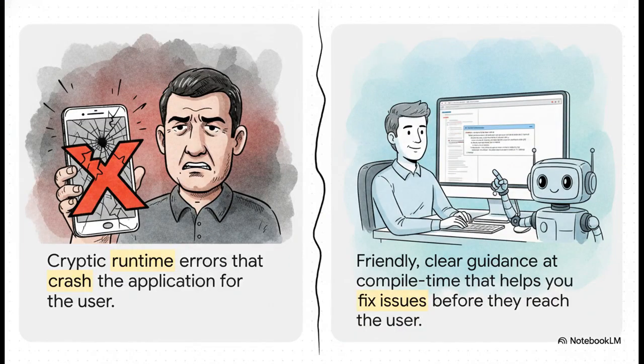And here is where you can really see the difference in the experience. On the left, you've got this cryptic error that just blows up the application for your user. It's a crisis. But on the right, you have the Elm compiler. It gives you this clear, friendly message when you're still coding, telling you exactly what's wrong and often exactly how to fix it. It totally shifts the experience from a panic-inducing crisis to just a simple guided correction.